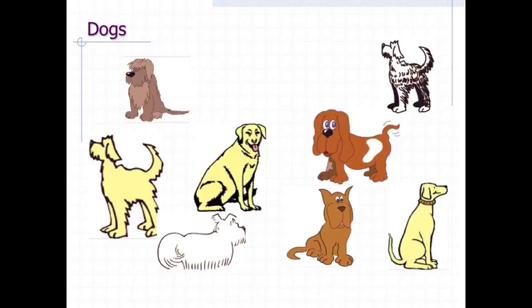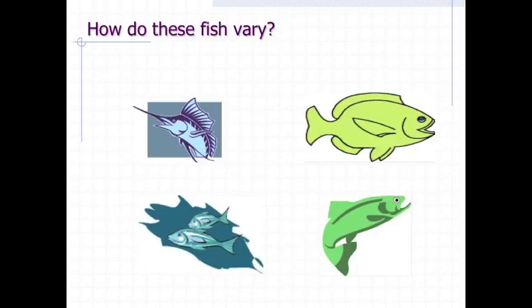Here are some dogs that vary on many dimensions. They vary on breed, height, weight, color, among other things. Here's another example. Can you think of ways these fish vary? Well, they vary in species, shape, weight, type of water they live in, salt water or fresh, etc.